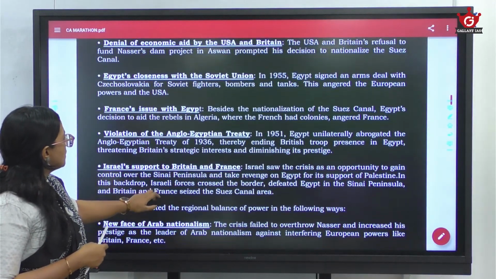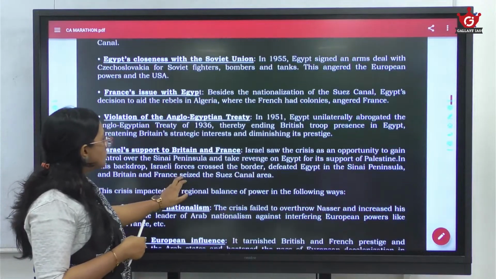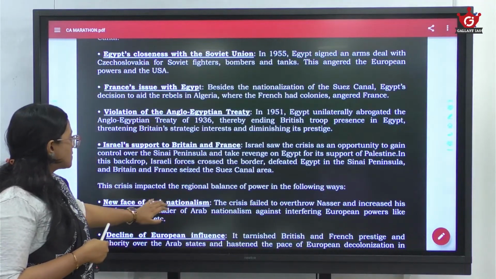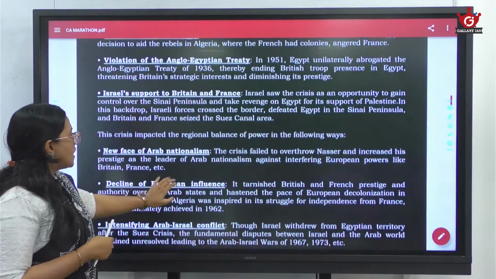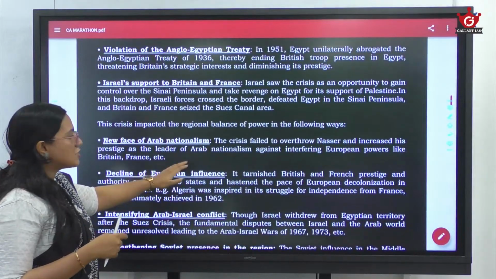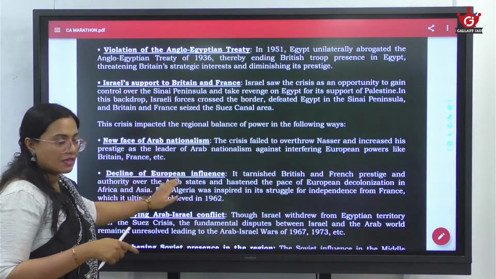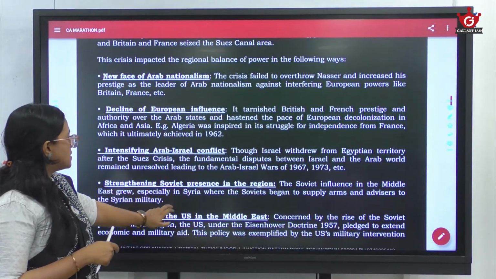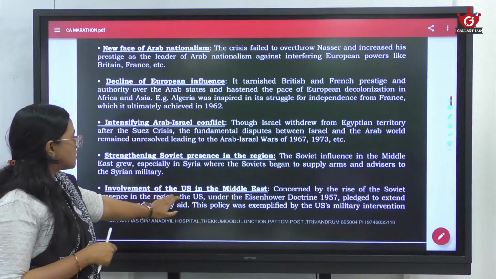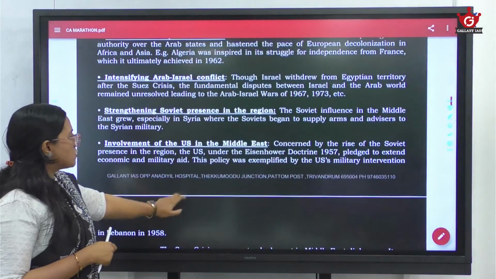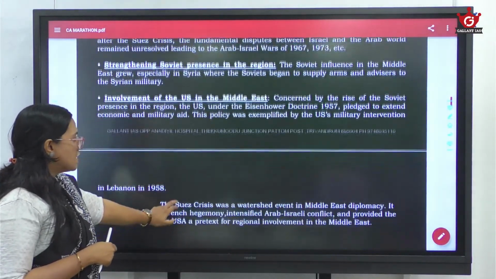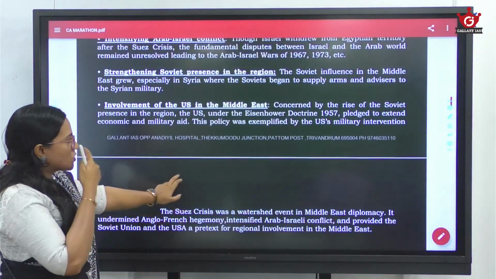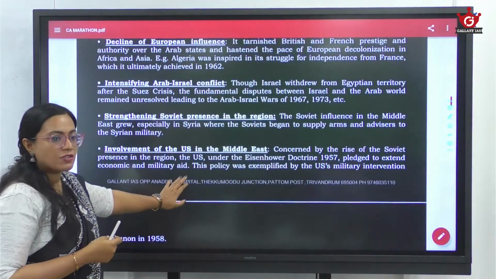Egypt's closeness with the Soviet Union, France's issue with Egypt, violation of the Anglo-Egyptian Treaty, Israel's support to Britain and France. Now, how did it impact the regional balance in that area? New phase of Arab nationalism, decline of European influence, intensifying Arab-Israel conflict, strengthening Soviet presence, involvement of the USA in the Middle East. So basically, this question has two parts, and the two parts actually have a lot of points as well.